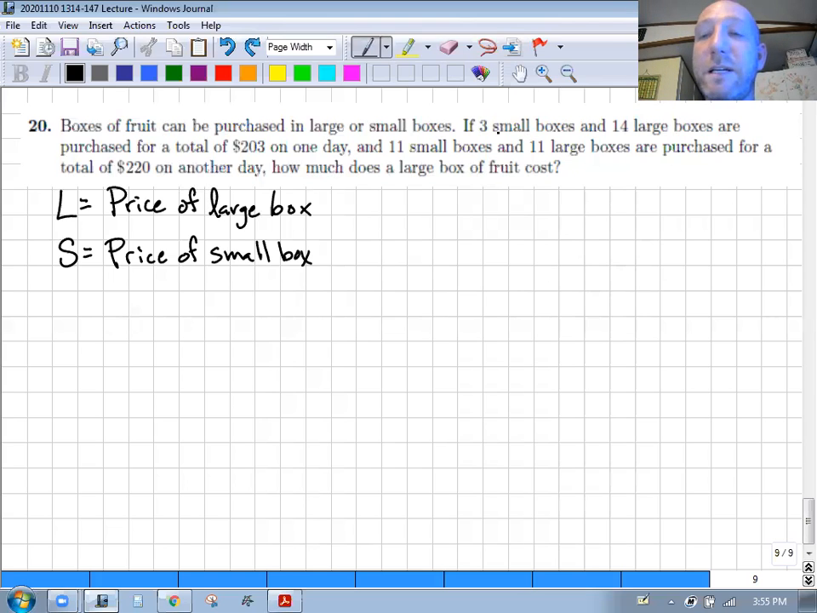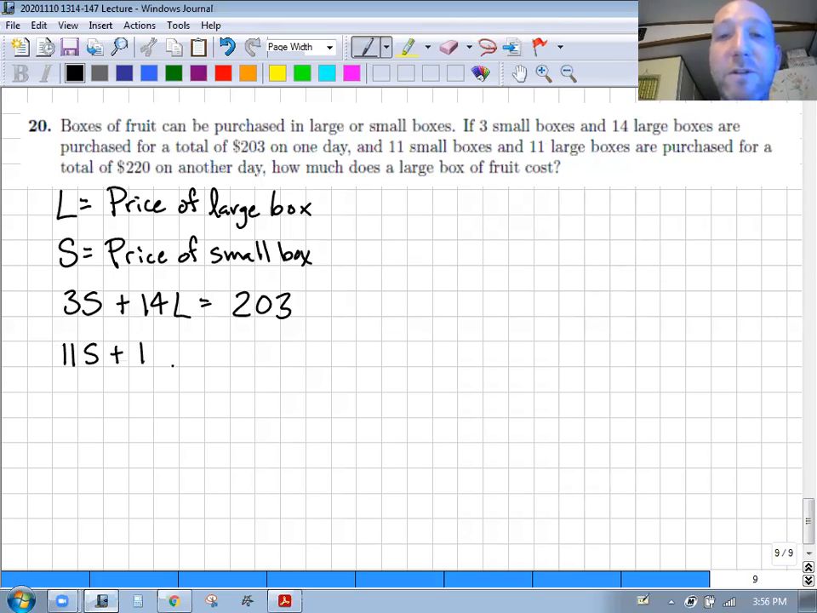So in day 1, they say 3 small boxes and 14 large boxes and how much they cost. So if we take 3 times the price of small boxes and 14 times the price of a large box, we should get $203. And on another day, they say 11 small boxes and 11 large boxes purchased for $220. Those are 2 independent equations with 2 unknowns. So we can do our same trick we always do.